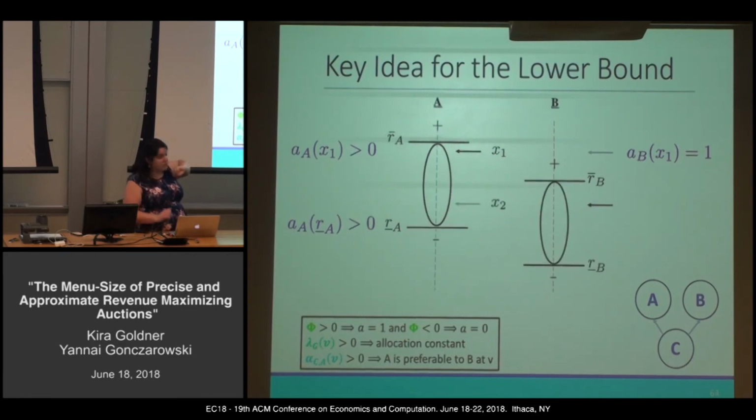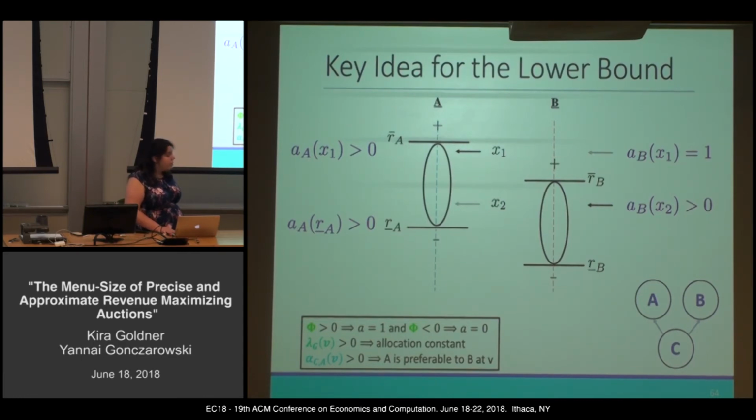Let's expand this into a slightly bigger example. We have the exact same reasoning that we just did, but now we've got more going on the right. What we have is that at x2, we also know that B must be at least as preferable to A. We know that at x2, you're getting something from A, which means that if B is at least as preferable, at x2, you better be getting something. So what that means is that the allocation rule is positive.